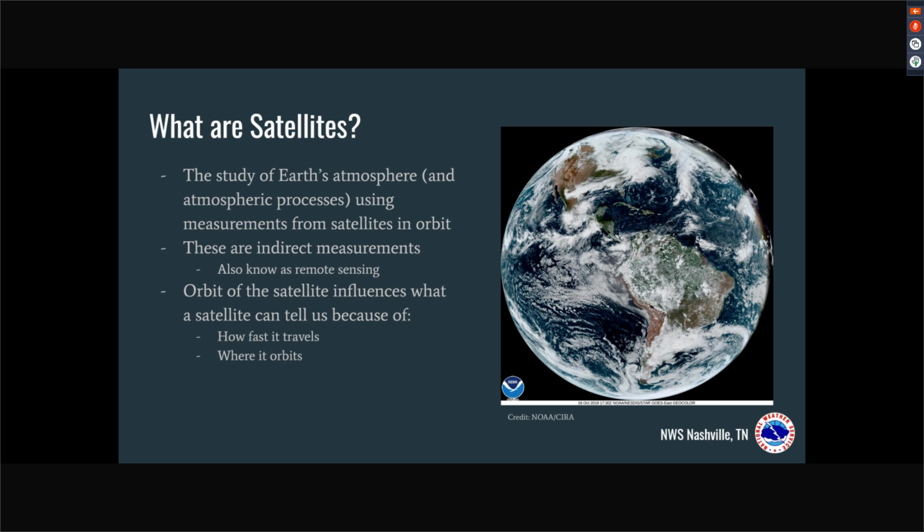You might have heard of something called remote sensing. Satellites do fall under the class of remote sensing, just because this isn't an exact picture. A lot of times people think of satellites as just a picture down on the Earth. While that can be the case, it's actually not the case with our GOES satellites. Typically the orbit of the satellite influences what the satellite is able to tell us. Things like how fast the satellite travels and where it orbits are really important in the information we're able to get.